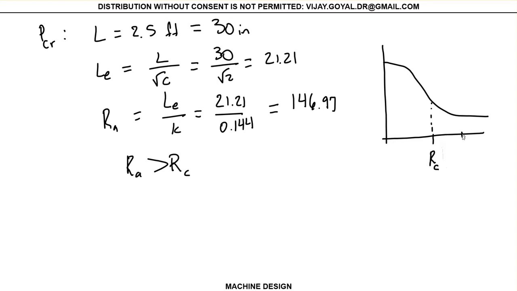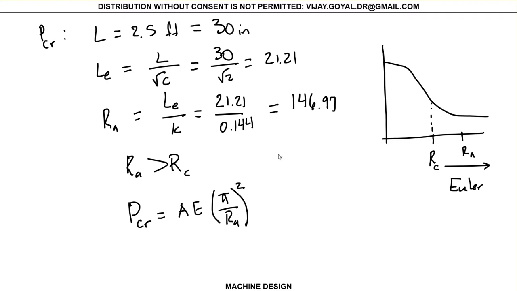Your RA is somewhere over here. This is your RA. So anything beyond this side, we use the Euler equation. Okay, so therefore, using another variation of the Euler equation, and I derived this for you in class, in your notes, I would like to use this form.